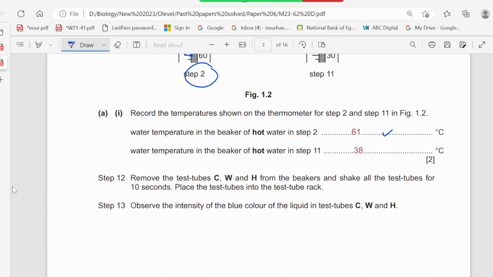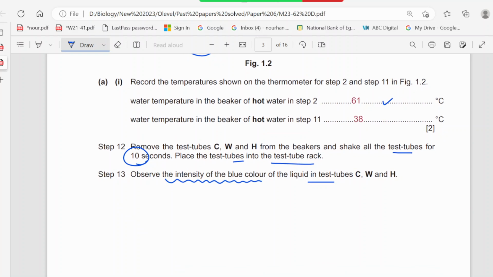Remove the test tubes from the beakers, shake all the test tubes for 10 seconds, place the test tubes into a rack, observe the intensity of the color. What's the source of error here? Anything that has shades of color, we say that it is subjective. Yes, and the improvement will be to use a colorimeter. It is subjective. What does subjective mean? It means it is difficult to judge the color by your eyes because shades might be close to each other. So how do we improve this method? We use a colorimeter.